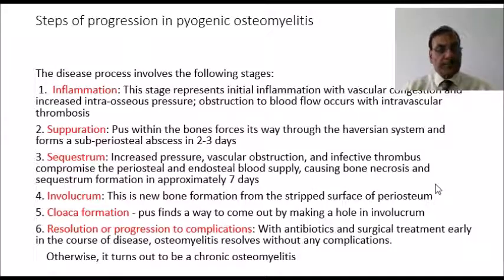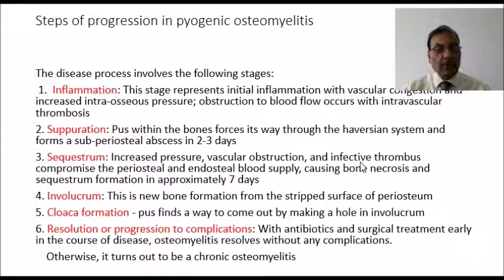Stage of sequestrum is the third stage. The increased pressure we have seen, because bone cannot inflate itself, the pressure is tremendously increased inside the bone. And this pressure occludes some of the vessels. Then infective thrombus is occluding the vessels, and so there is a vascular obstruction. And if there is a vascular obstruction to the supply of the bone, then obviously there will be bone necrosis.